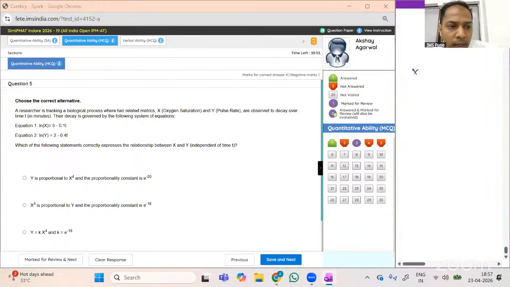Therefore, x is equal to e raised to 5 minus 0.1t, or basically it's nothing but e raised to 5 upon e raised to t by 10. Okay, and y is equal to e raised to 2 minus 0.4t. 0.4 is 4 by 10, 2 by 5 t. So e squared upon e raised to 2 by 5 t, because it comes with a minus sign.